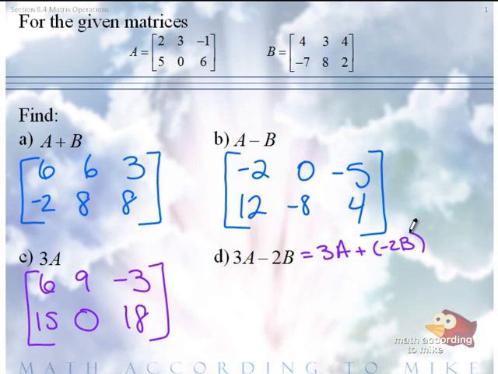Reason being is, as we saw, some people made errors in part B. Adding is easier than subtracting. So if you would, I would suggest first finding negative 2B and then adding that to your result to part C. So I'll have to decide what is negative 2B.